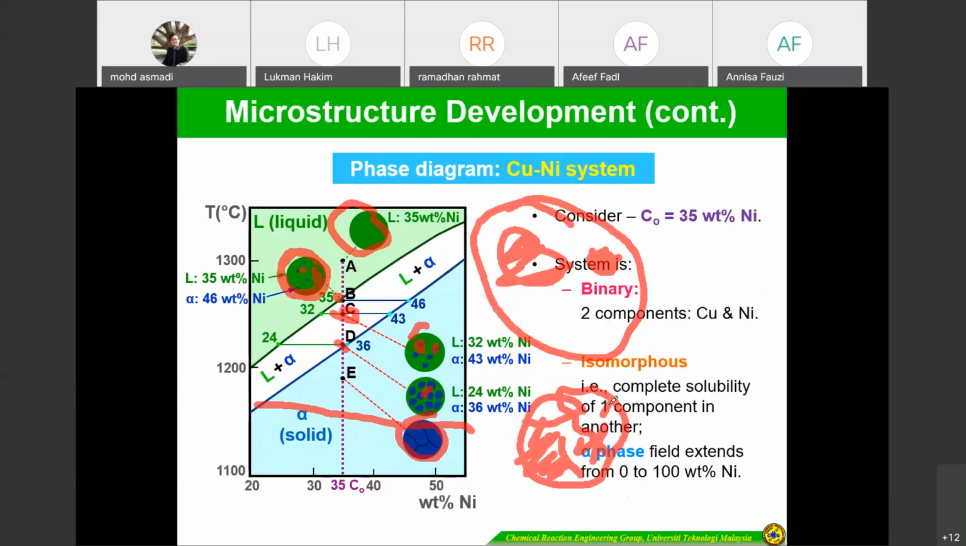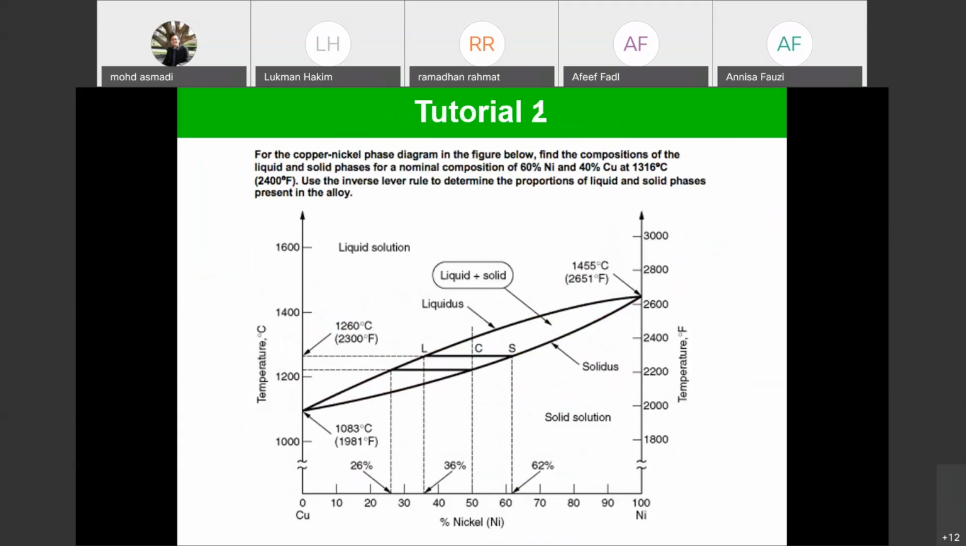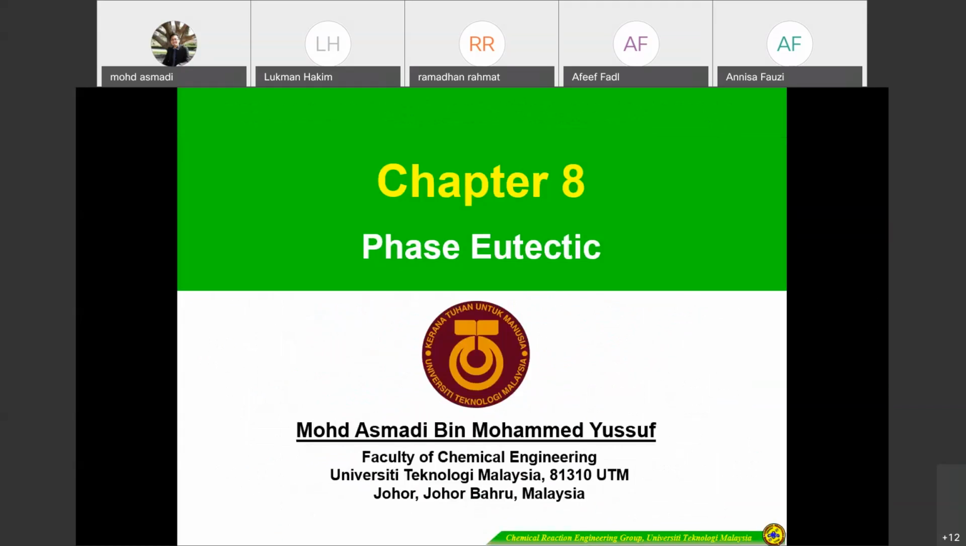That is also possible. So is it clear? Is it clear, Andi Zafran? Just base it on your imagination. Of course, from liquid to solid, you can see the changes in the development of the microstructure. Okay, so this is tutorial 2. If you have time, you can do it. And then let's discuss the eutectic phase.